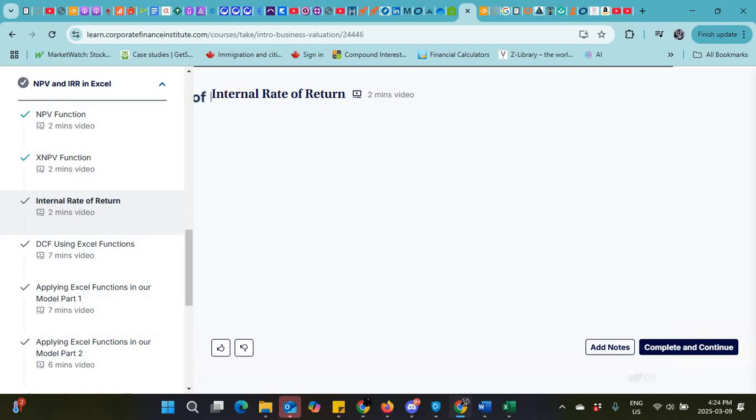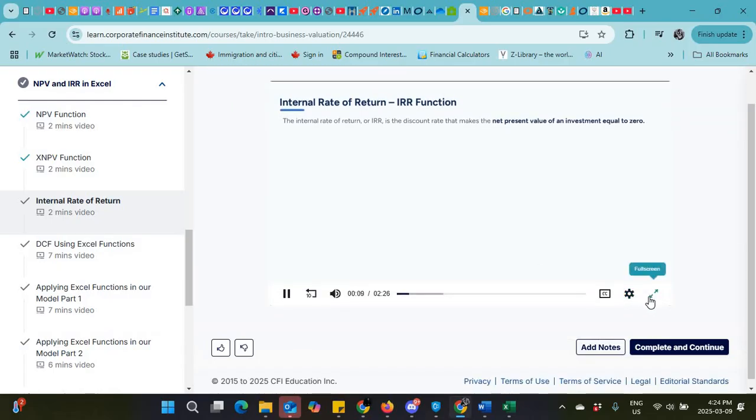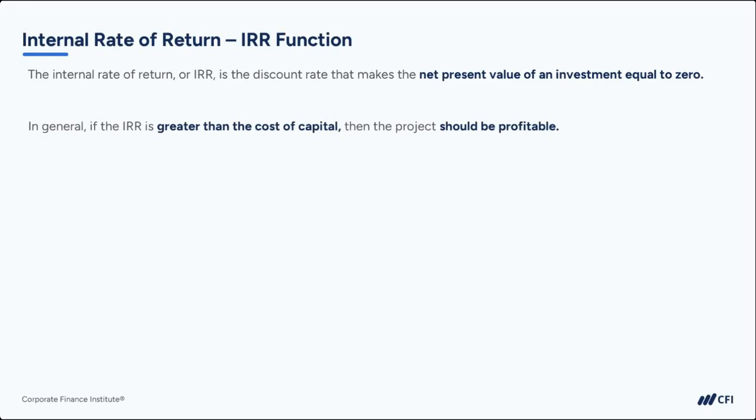The internal rate of return, or IRR, is the discount rate that makes the net present value of an investment equal to 0. It is the expected compound annual rate of return that will be earned on an investment. Once the IRR is determined, it is typically compared to a company's cost of capital, sometimes known as the hurdle rate. In general, if the IRR is greater than the cost of capital, then the project should be profitable. If the IRR is less than the cost of capital, do not invest in the project.